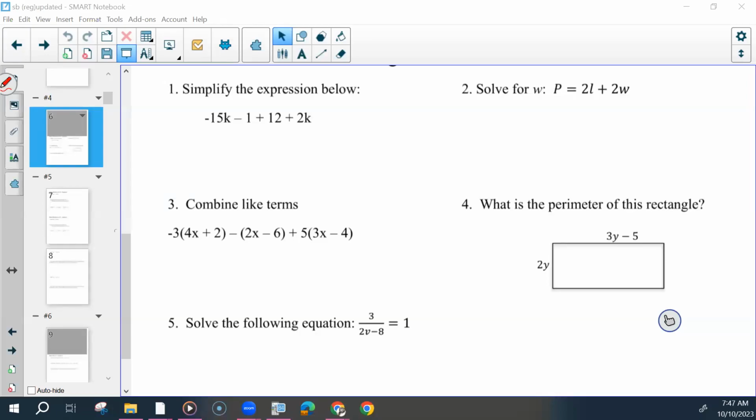Okay. On this workbook, which numbers do we want to see? Do you have questions about any? No, we can't do one. We don't have time for that. Two.